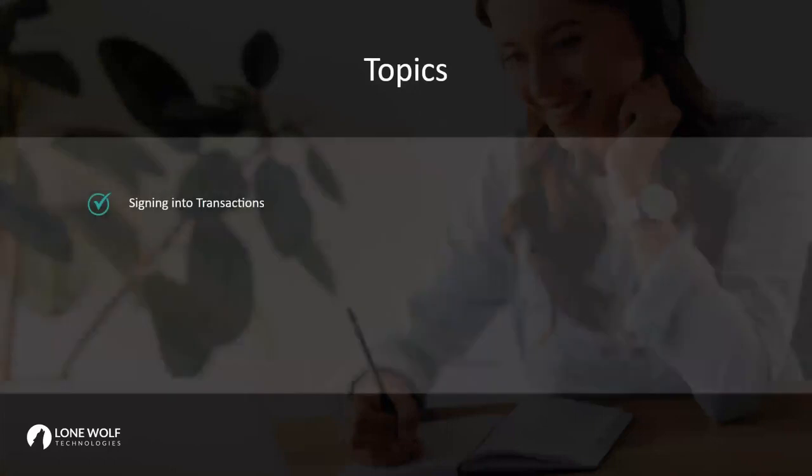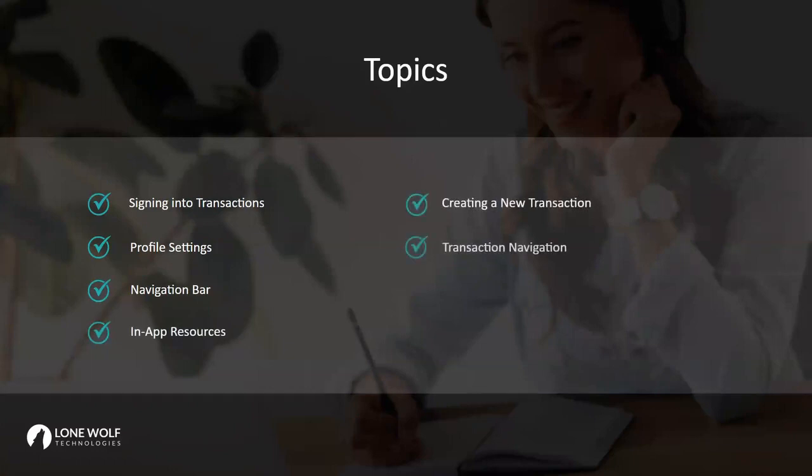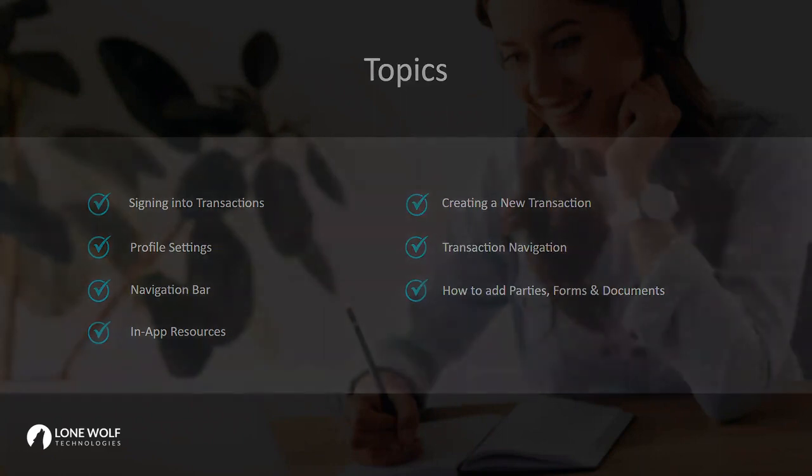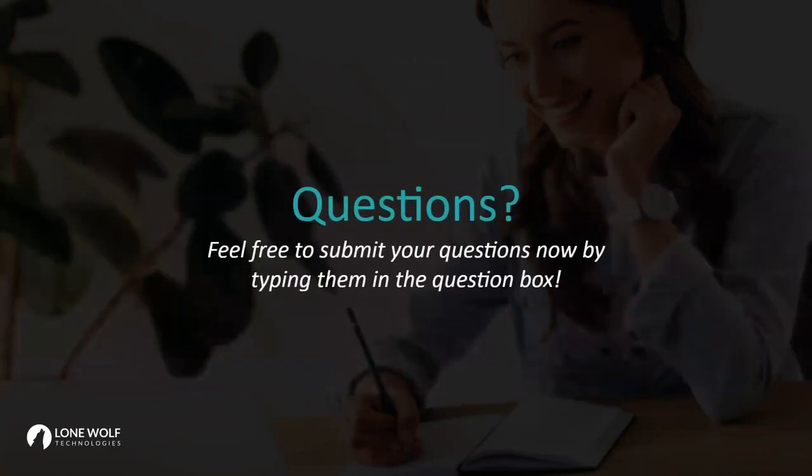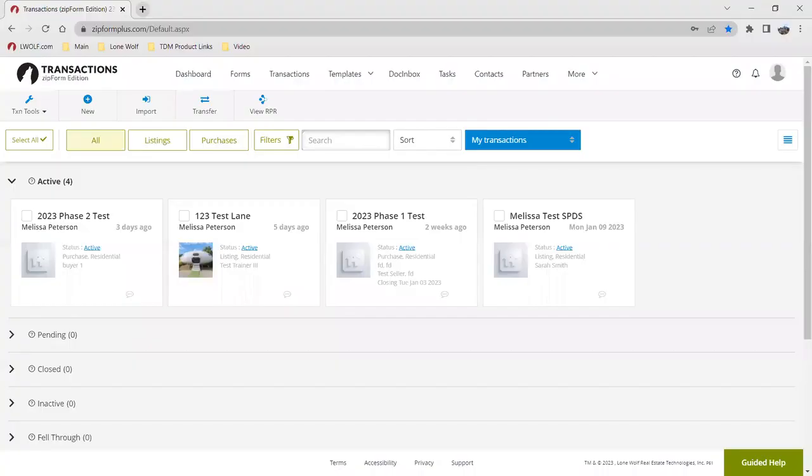Topics today include signing into transactions, profile settings, navigation bar, in-app resources, creating a new transaction, transaction navigation, how to add parties, forms, and documents. We're going to be really digging in today, talking about all the different areas you're going to be able to use to create your transactions and then create your first e-sign as well. Let's go ahead and get logged into the ZipForm system. Don't forget, if you have any questions, please add them into that Q&A box. I'm more than happy to answer any questions that may come up along the way.